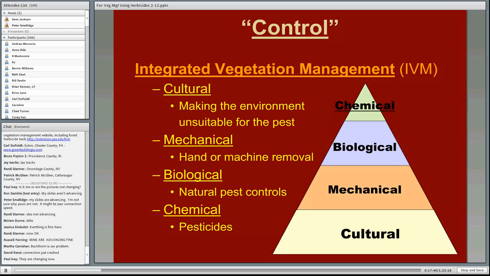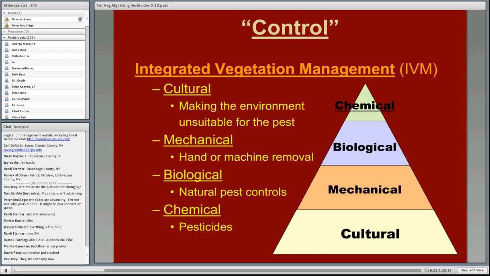So that gets us to control, and I'm going to introduce you to a concept of integrated pest management. But when we're talking about plants, we call it integrated vegetation management, so IVM. You can visualize this as a pyramid with cultural control measures at the bottom and chemical control measures at the top. And as you move up that pyramid, you get into more complicated, sometimes more costly kinds of interventions. We can all implement cultural measures, and I'll go through each of these briefly, and then we'll focus on chemical for the remainder of the presentation.